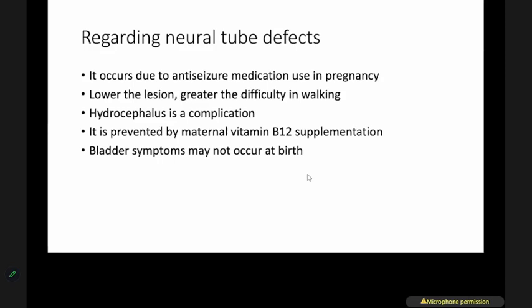Okay, with that, I'd like to come to an MCQ. So can you again shout out the answers? Regarding neural tube defects, it occurs due to anti-seizure medication used in pregnancy. True. True. Lower the lesion, greater the difficulty in walking.